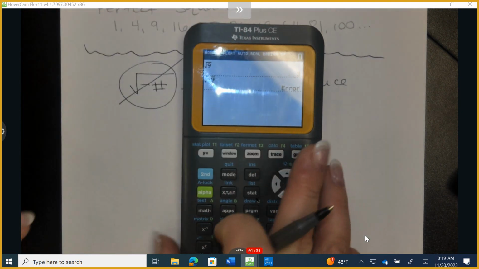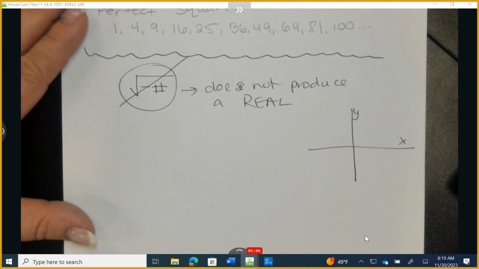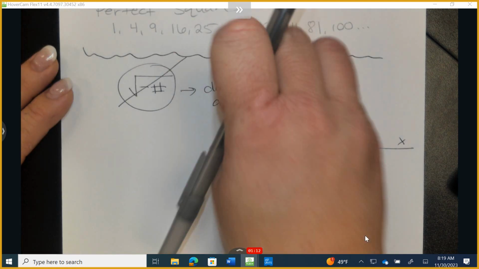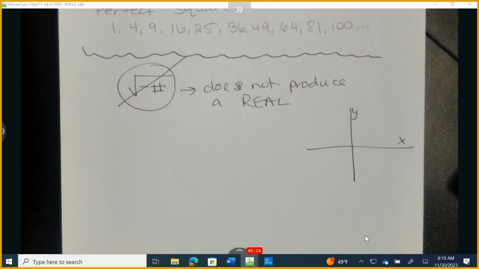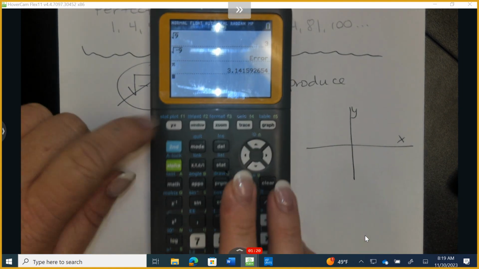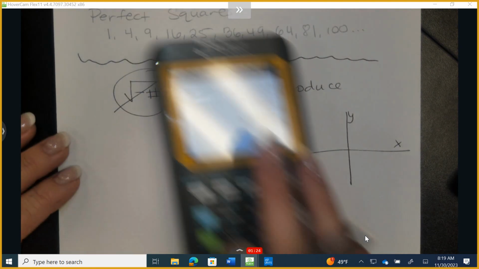Real answers are graphed on what we call a Cartesian plane with an XY axis. This does not produce it. It doesn't mean we can't evaluate it, and we're going to learn about that today, but it doesn't produce a real answer. And that's all you've worked with to this point is real answers. Real answers are anything like pi, for instance. Pi is a real answer. Even though it's not pretty, it's irrational, it's still real.